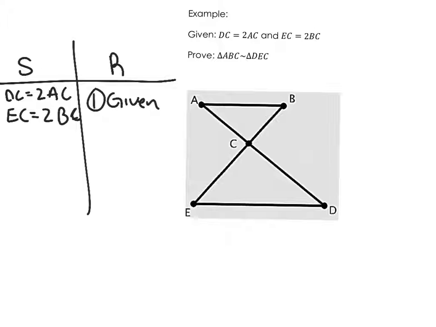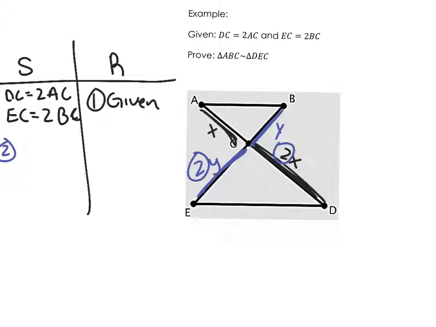So on the inside left, our example, I've already written down my statement and reason chart and my given. So they gave us that DC, which is this side, is equal to 2 times AC. So if this was x, this would be 2x. It's twice as big. And then EC, this side, is equal to 2 times this side. Let's call it y, 2y. It's twice as big. So what they gave us is that the sides are being multiplied by that same scale. So my sides are proportional.